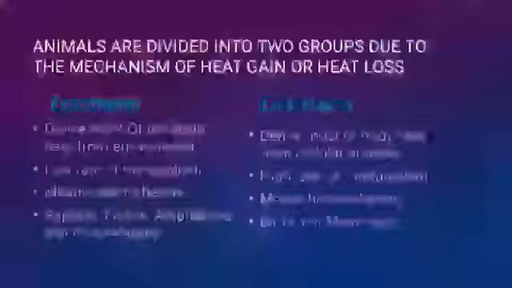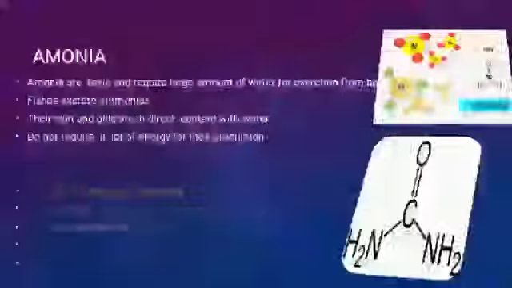Urea is less toxic than ammonia. It is secreted as a concentrated solution, which allows the terrestrial animal to conserve water. Sharks, frogs, and mammals excrete urea. They require a lot of energy for the production of urea.